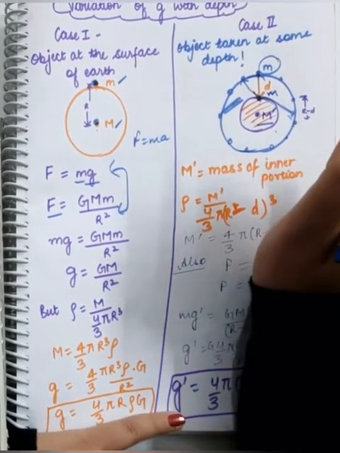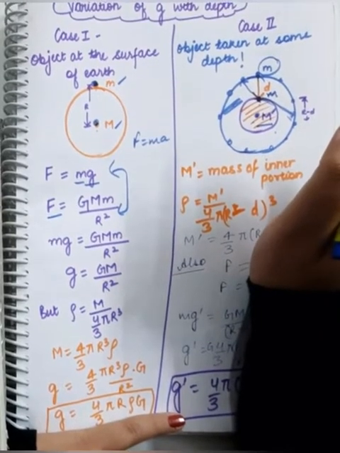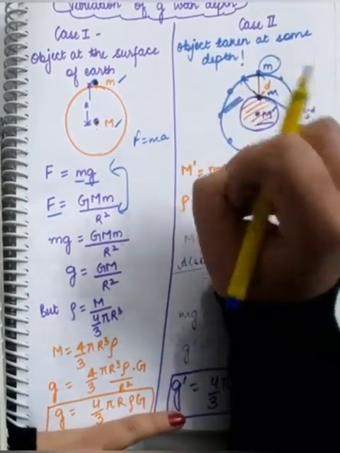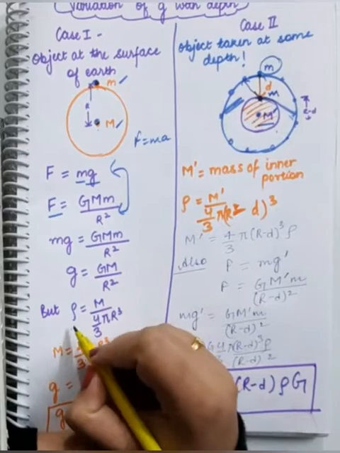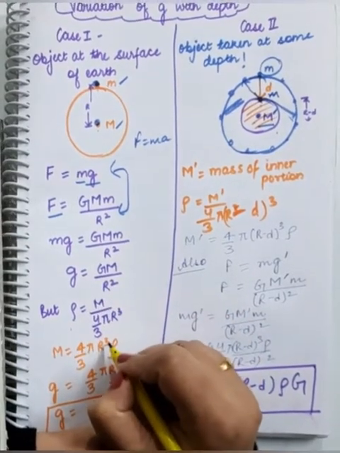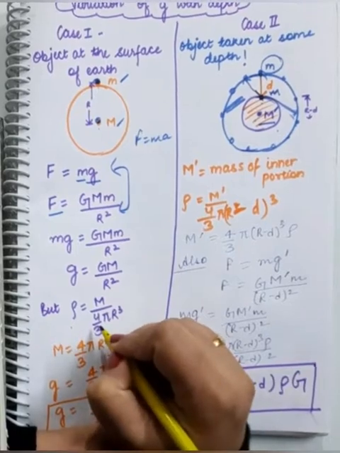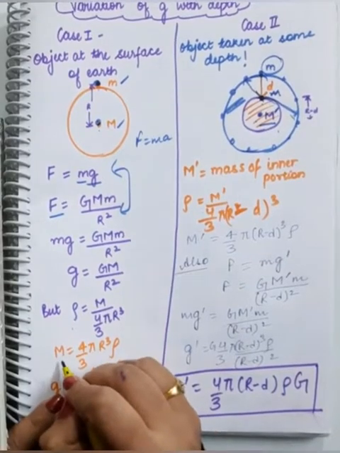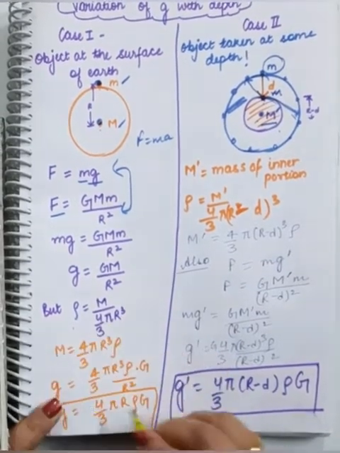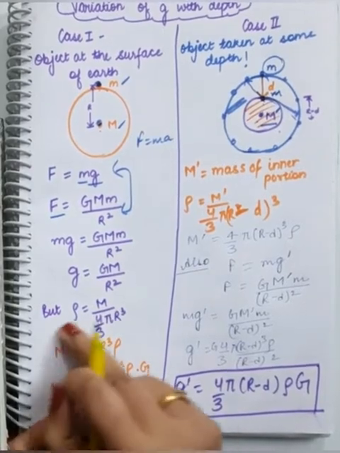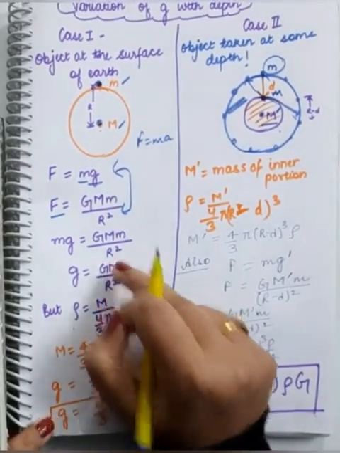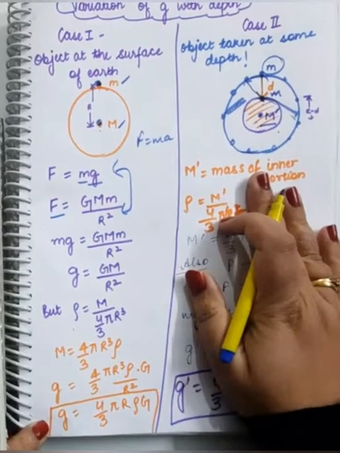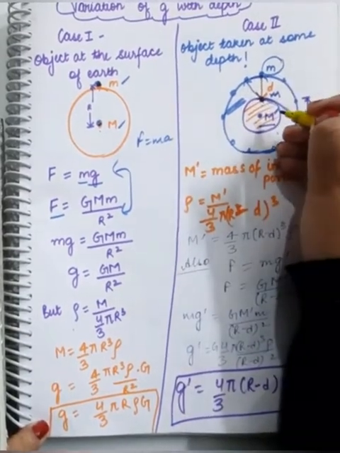We have to introduce the concept of density of Earth. Density of Earth is something which remains constant throughout. And density of Earth is mass upon volume. So density rho equals mass upon volume. Since Earth is considered to be spherical, the volume could be written as 4 by 3 pi R cube, right? And you can take out the value of capital M. It will come 4 by 3 pi R cube rho. So when you put this value of capital M over here, you're going to get the value of g. But this was the second case, when the object is brought to a certain depth, okay?